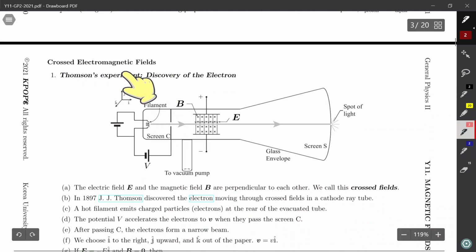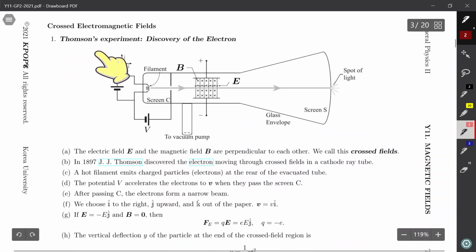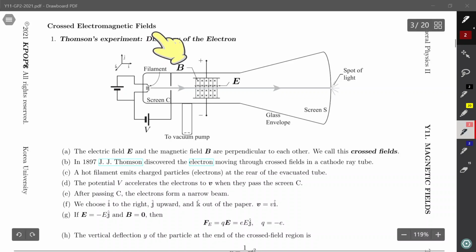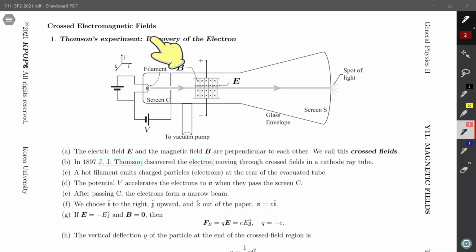Next, we consider crossed electromagnetic fields. Thomson's experiment. This is the experiment by J.J. Thomson, who discovered the electron for the first time. Let us study crossed electromagnetic fields.